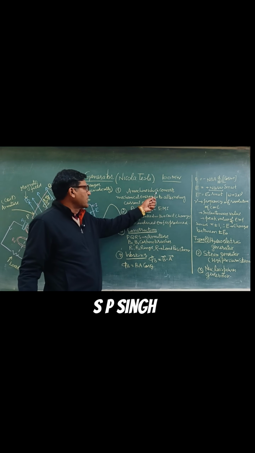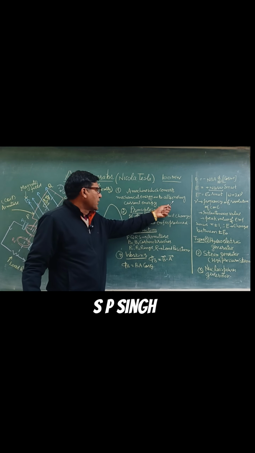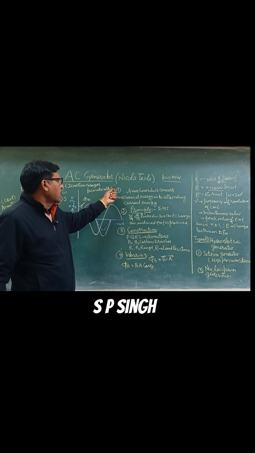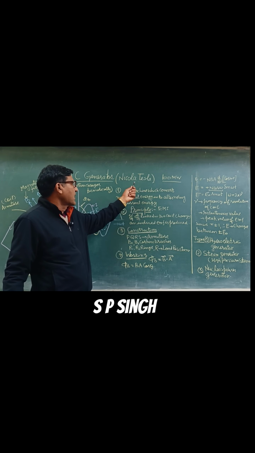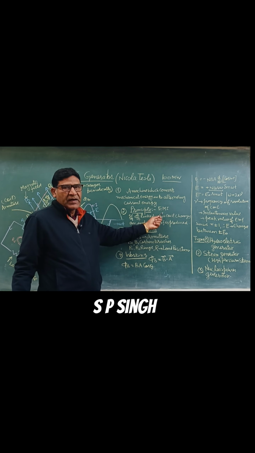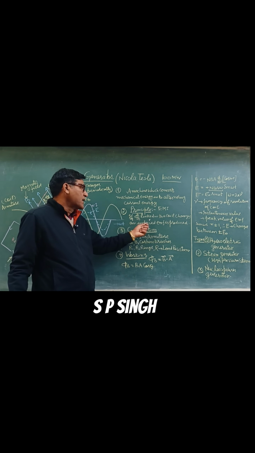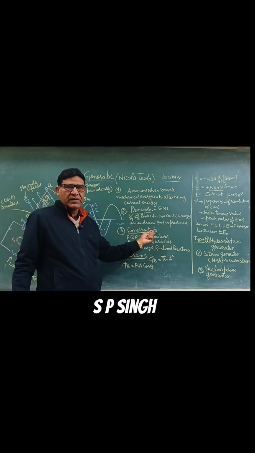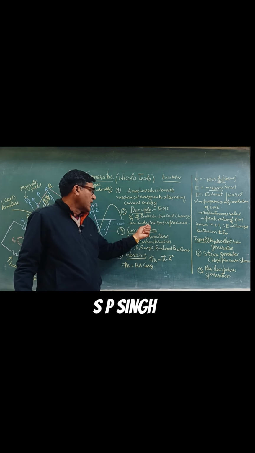A machine which converts mechanical energy into alternating current energy is called an AC generator. It was invented by Nikola Tesla, a Yugoslav scientist, and the principle is very simple: electromagnetic induction. That is, if the flux linked with the coil changes, an induced EMF is produced, and the direction of the induced EMF is given by Lenz's law.